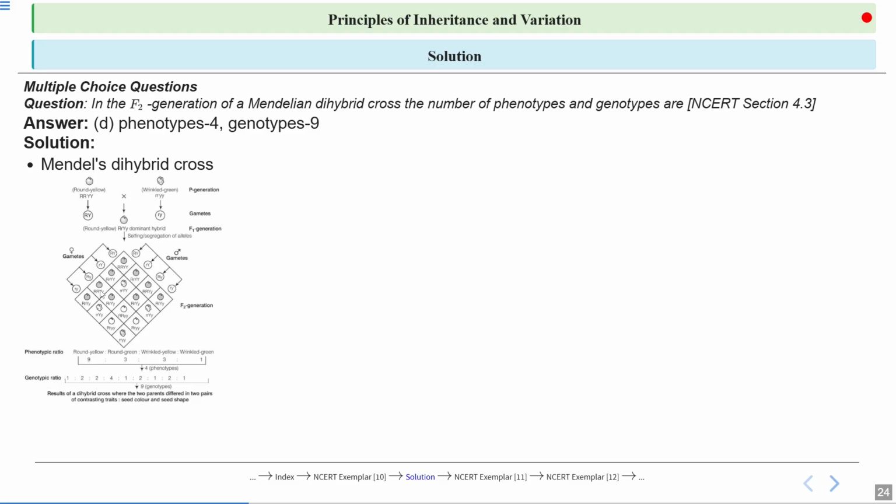Now, after analyzing this Punnett square in the F2 generation, you can see you are getting 4 phenotypes in the ratio of 9:3:3:1, and you are getting 9 genotypes. Here the phenotypic ratio and genotypic ratio are also mentioned. So you should remember both the phenotypic and genotypic ratio in the F2 generation. Clear? What are the phenotypes that are formed? Round yellow, round green, wrinkled yellow, and wrinkled green. And 9 genotypes are formed.